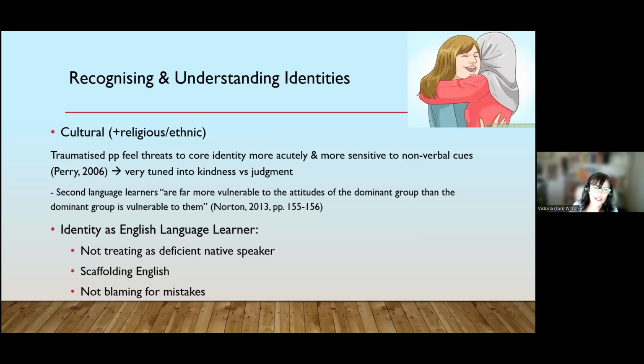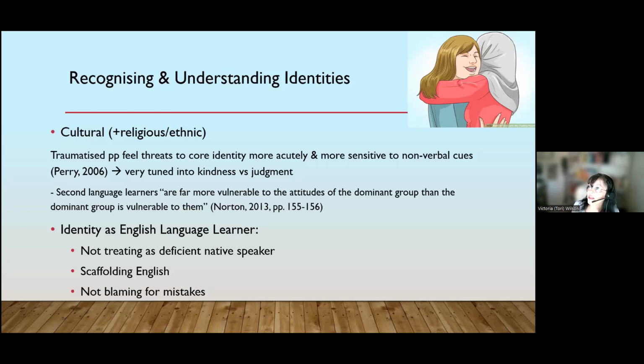I've had a lot of cases where I felt I was doing just a tiny, tiny kindness, but students reacted with so much gratitude, and in some cases said it was one of the best days of their lives. And this makes me sad because I think, how were they treated by some other people? But it makes sense when you look at it from a trauma-informed perspective. Also, second language learners are far more vulnerable to the attitudes of the dominant group than we are to them.